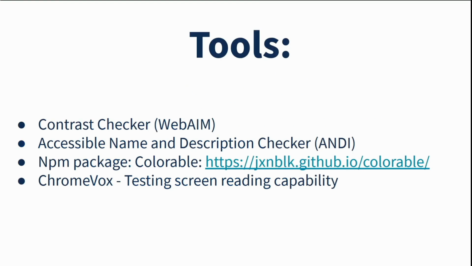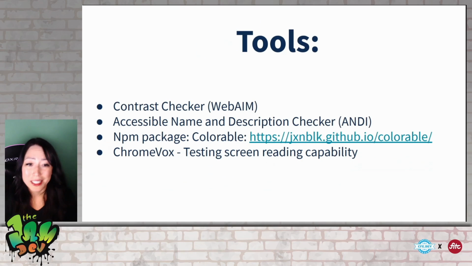There are many web tools and browser add-on tools you can use, such as WebAIM's Contrast Checker, Andy's accessible name and description checker, an NPM package called Colorable to choose a main color that will create an entire color palette for you that fits accessibility color standards, and also a Chrome plugin called ChromeVox, where you can test your website using screen reading capability.